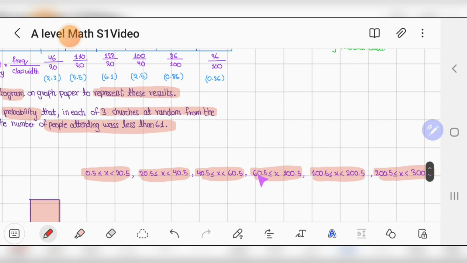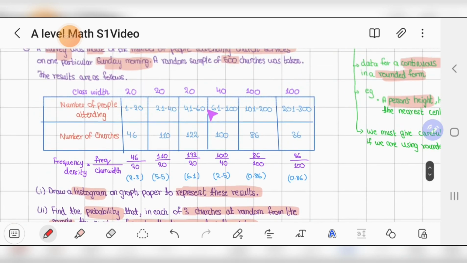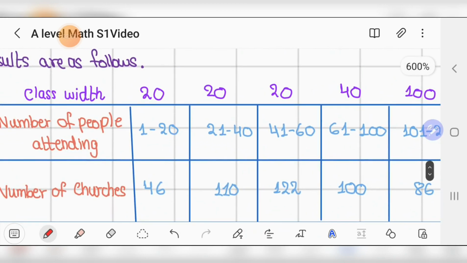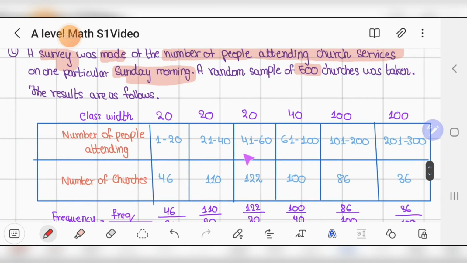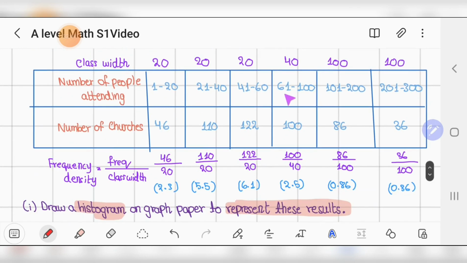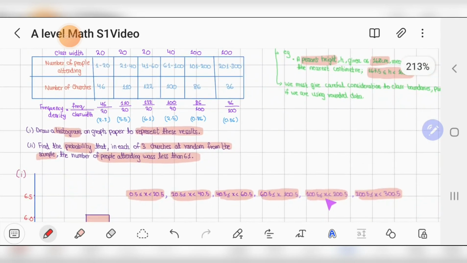Take the upper boundary minus the lower boundary, and you will use these whenever you try to find the class width. Do not use these because they are not equal. There's a difference, and you could make a mistake. So it's best to convert these to these and then find the class width. Once you are done with the class width, find the frequency density: frequency upon class width of each one, and there you go.